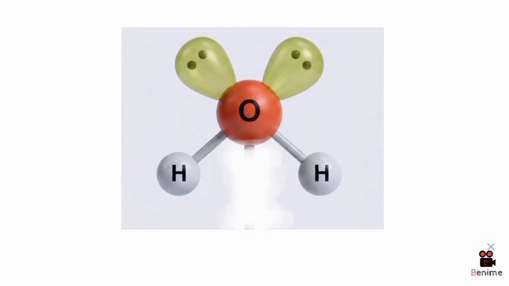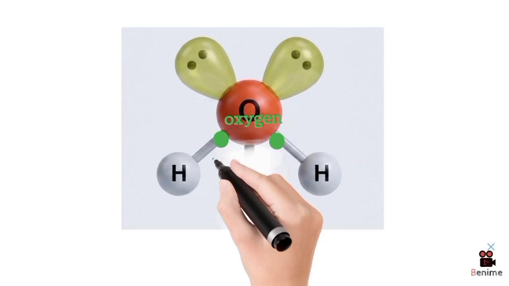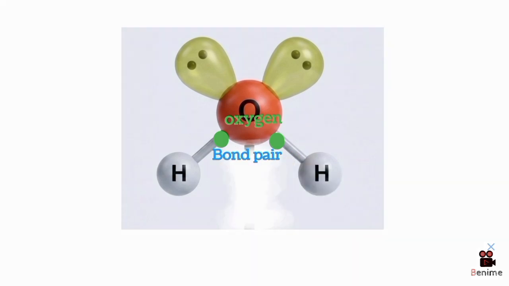Let us suppose we have a water molecule. Its formula is H2O. Its central atom is oxygen. Oxygen has 6 valence electrons. It uses 2 electrons to form bonds with 2 hydrogen atoms. These pairs of electrons are called bond pairs of electrons. While the remaining 4 electrons of oxygen do not take part in bond formation, they pair up together to form 2 lone pairs of electrons. So, in a water molecule, there are 2 lone pairs and 2 bond pairs of electrons.